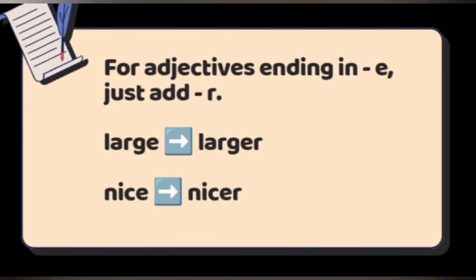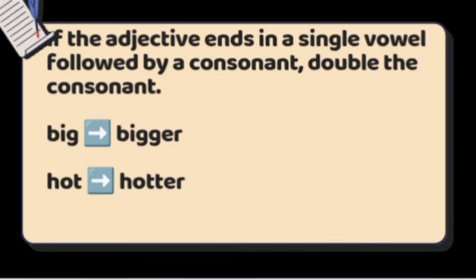If the adjective ends in a single vowel followed by a consonant, double the consonant. Now, I will explain this to you nicely. See, what is it told? If the adjective ends in a single vowel followed by a consonant, that means if you get only one vowel and just after that there is a consonant at the end of a word, then we need to double the consonant first and then we need to add er.